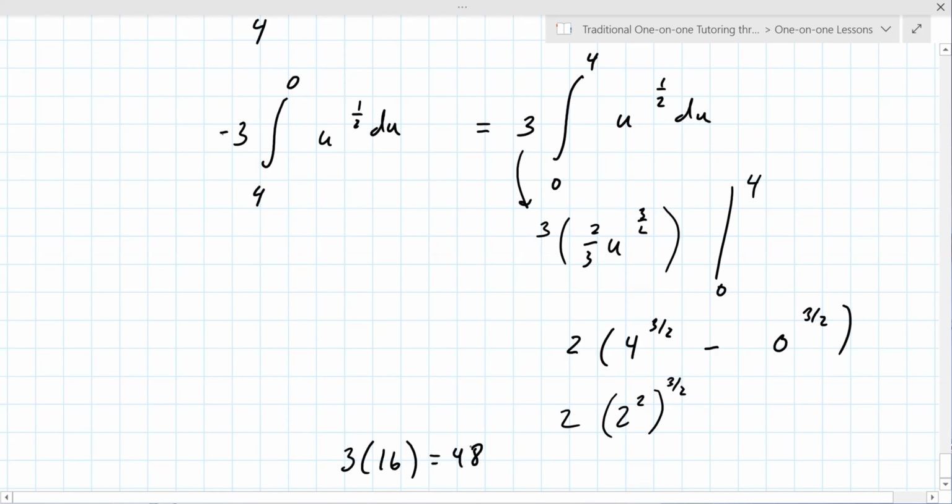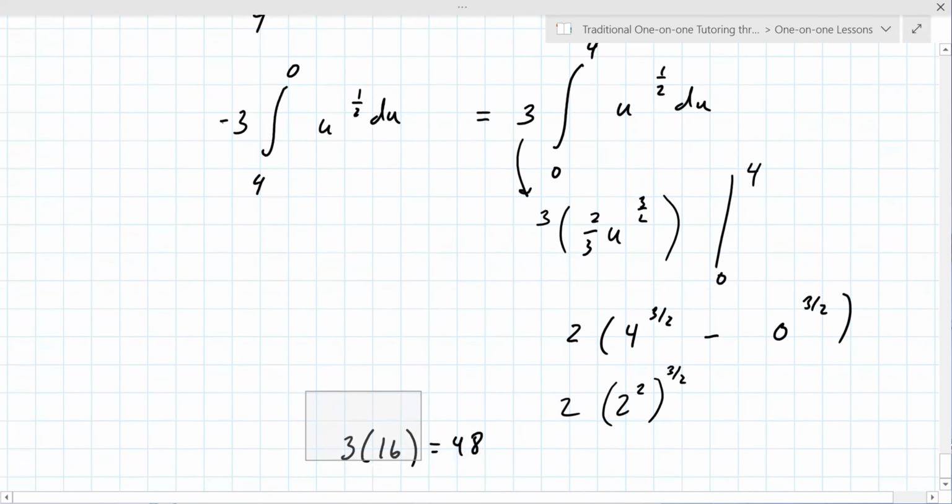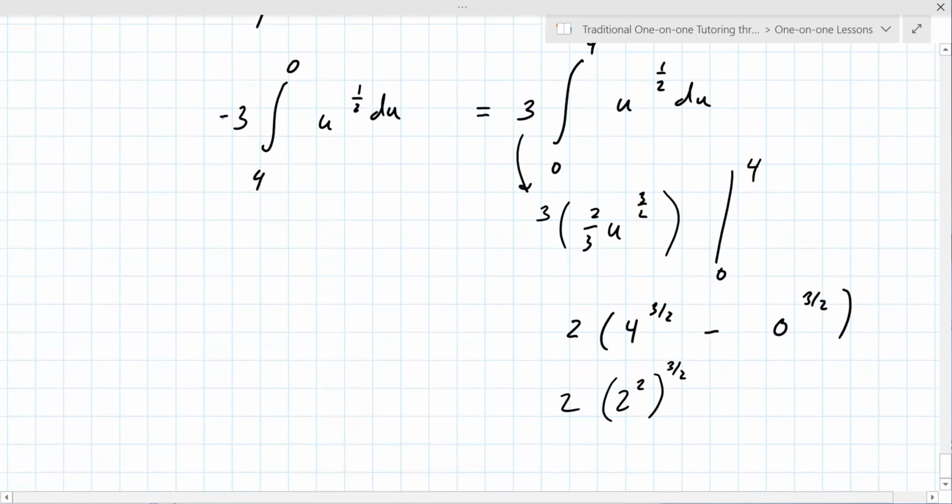When does 2 come out, and where does that? Oh, no, I'm sorry, it's not times 3. The 3 times 2/3 gets you to the 2. Okay, so it's 2 times 8, it's just the 16.